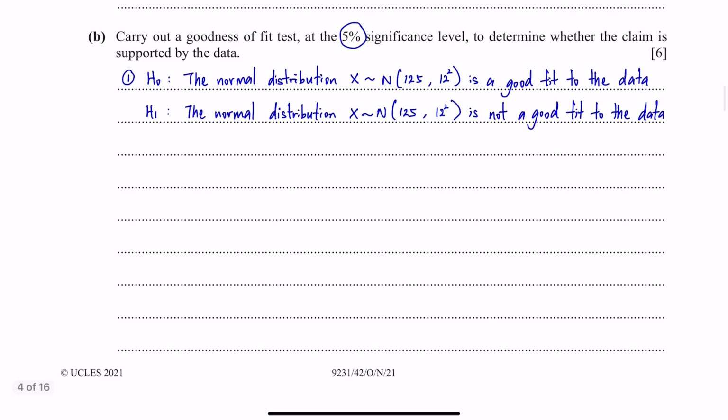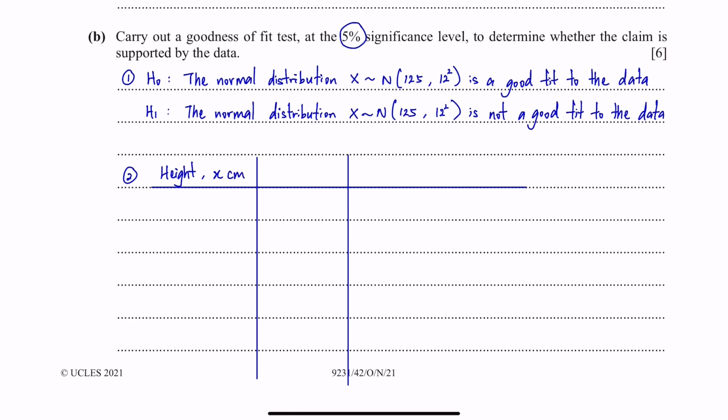Alright, so going to the second step, we need to make a table. So the first column would be the height in XCM. The second column would be our observed frequency, we call it O. Third column would be the expected frequency, we call it E. And the last column would be our chi-square.